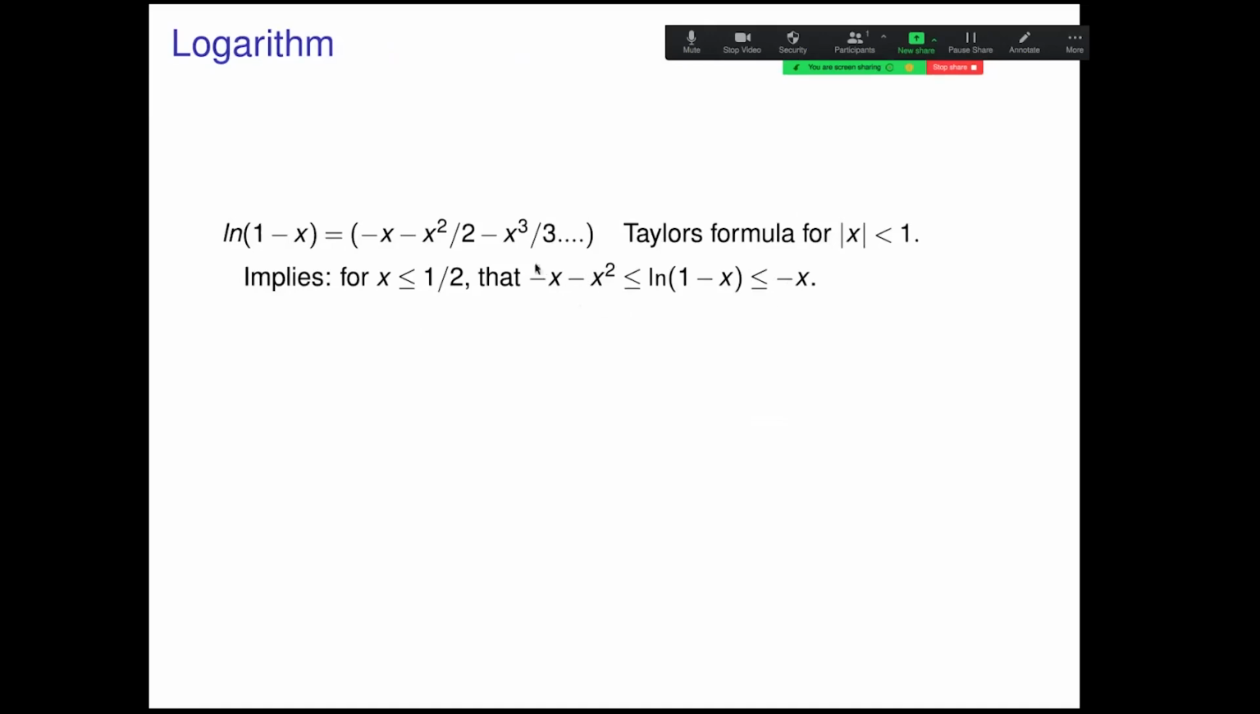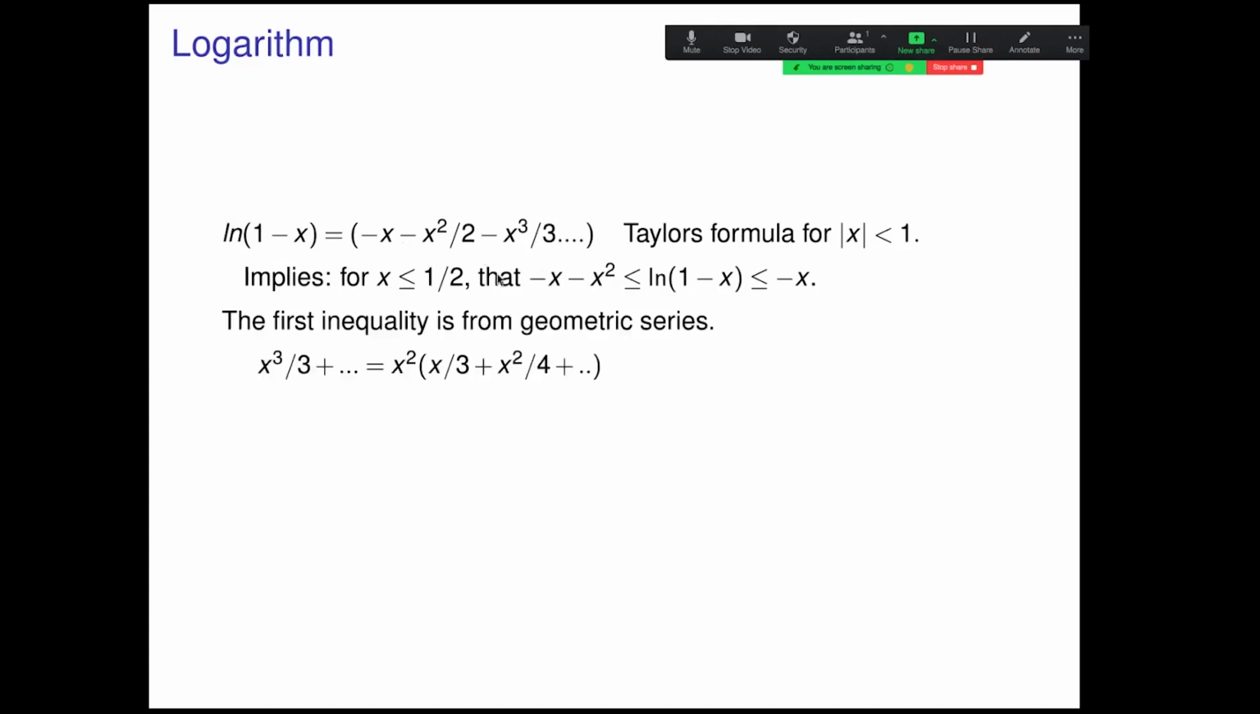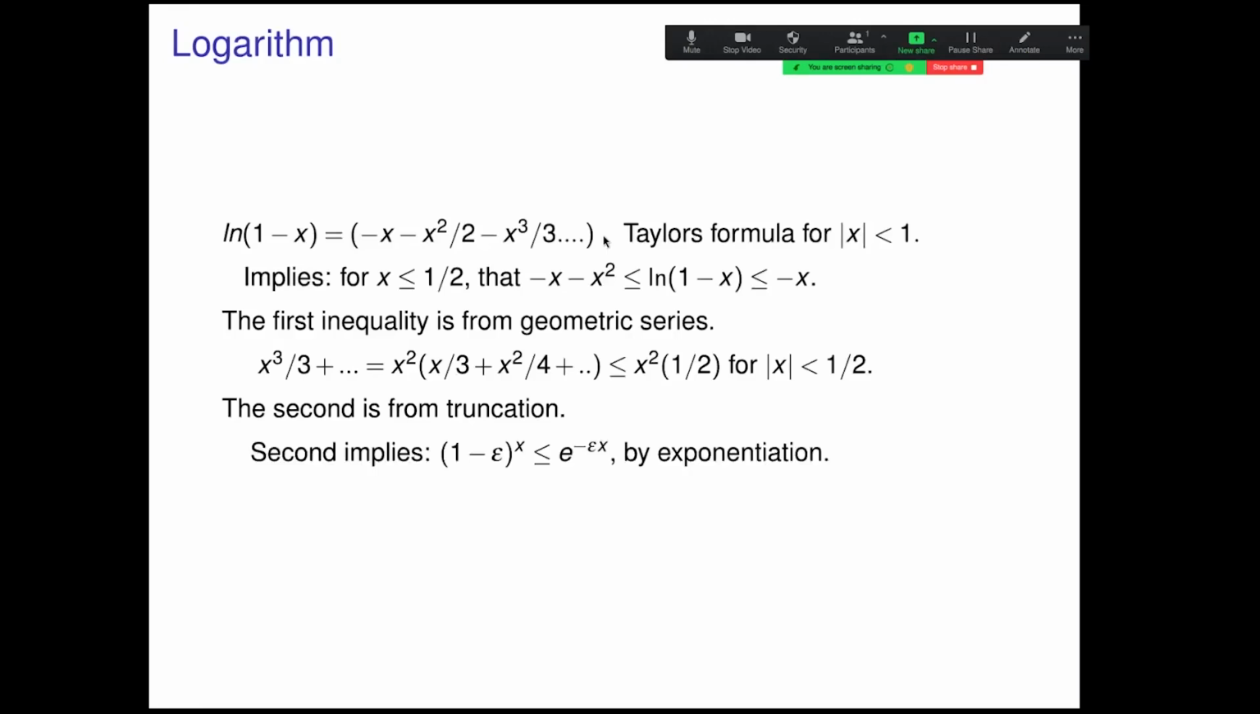Why is this one here? The first inequality is from a geometric series. It says all of this is not very big. It's smaller than x squared over 2, because you factor the x squared out of all the rest from x cubed on, and this is geometric because x is less than 1/2. It's dominated by geometric. The second is just truncation, you're just subtracting numbers here. We're assuming x is positive.